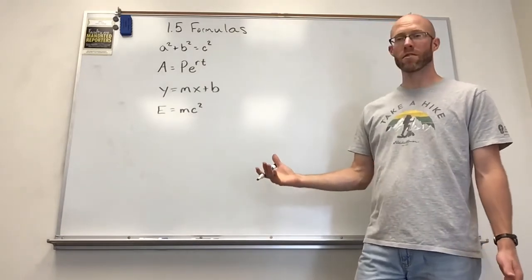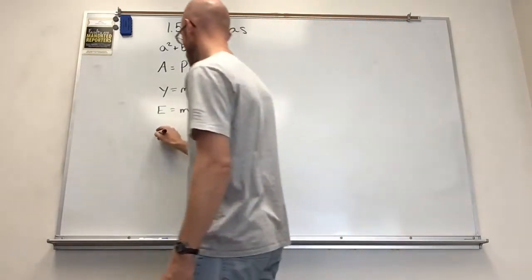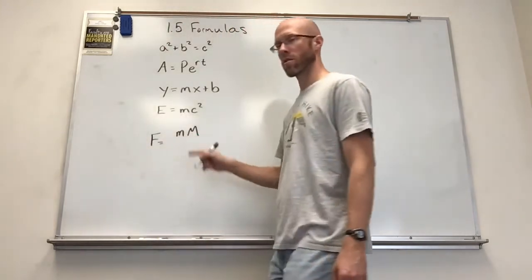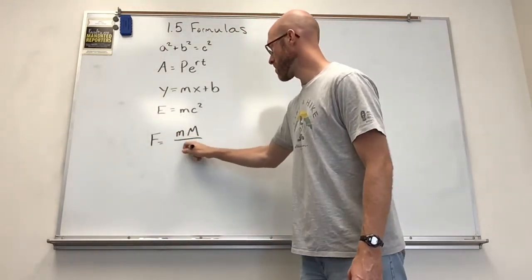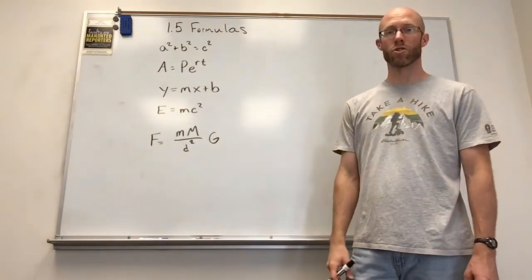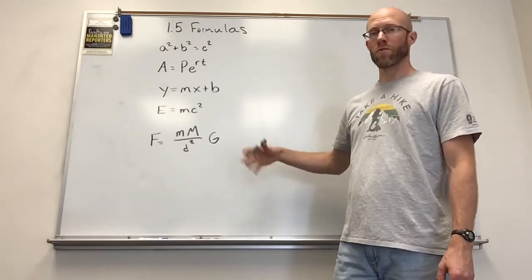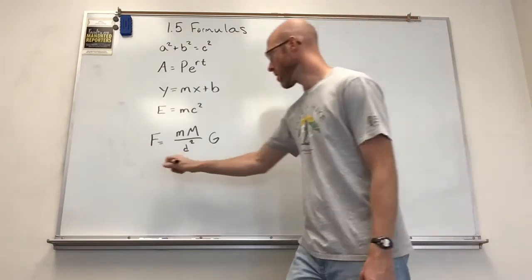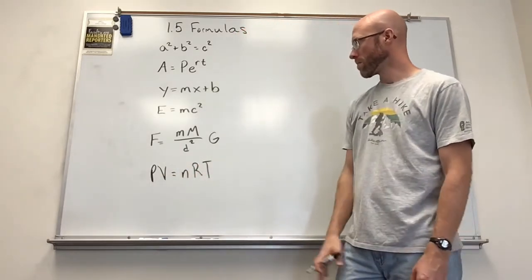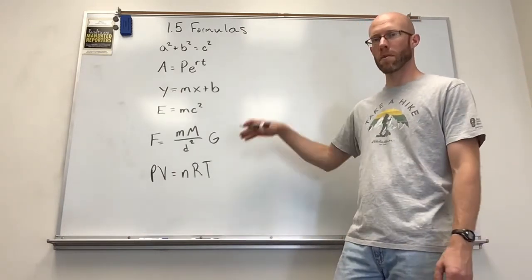One of my favorites is the gravitational force between two objects: force equals the product of their masses, one smaller, one bigger, divided by the distance between them squared, and then multiplied by a constant we call G, the gravitational constant. So there are multiple formulas. There are formulas for physics, formulas for chemistry. There's PV equals nRT, that's a chemistry formula, and just lots of different things. We have mathematical formulas.